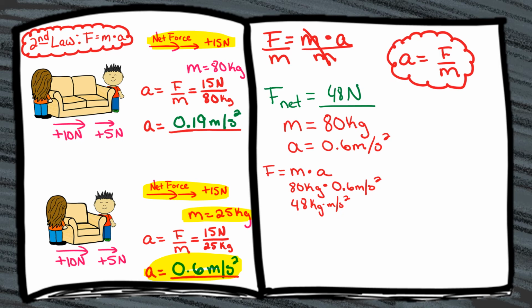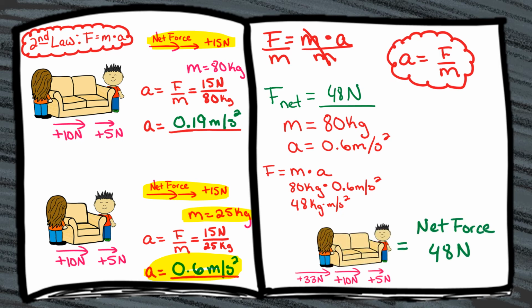In other words, you would need to apply 33 more newtons of force on the more massive couch to cause it to accelerate the same amount as the smaller couch did with only 15 newtons of force applied.